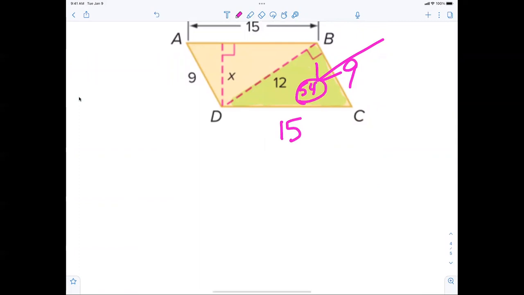54. Did we agree that the triangle on the top is the same as the triangle on the bottom? So what would be the area of the top triangle? All right, now we're participating. That's 54. So what is X? I got you. What's X?